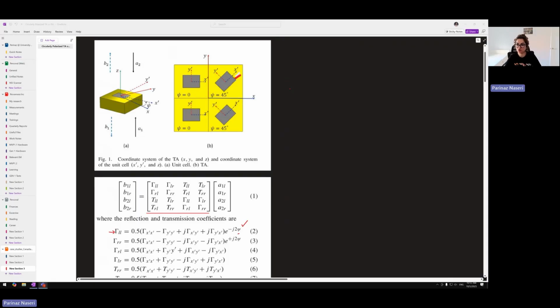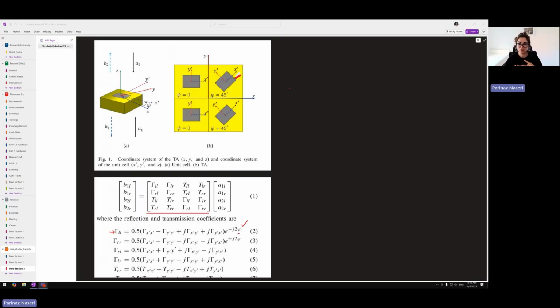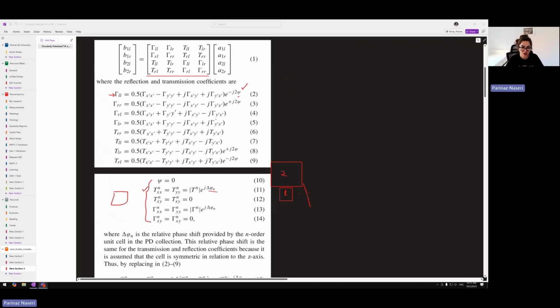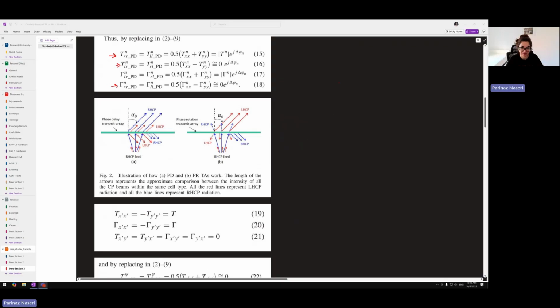We said we have two coordinate systems. We have one that is defined per unit cell, and it keeps changing if the unit cell patches change direction. And then the other one is for the whole array, X, Y. Okay. Now let's go back to the second case.